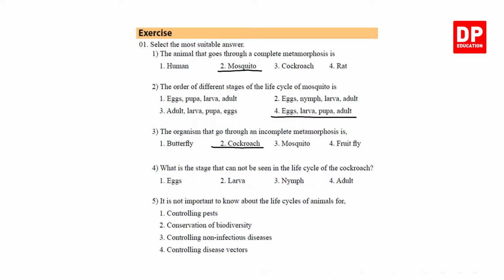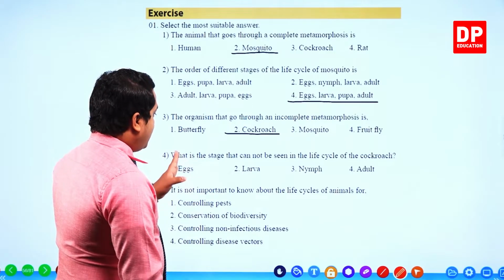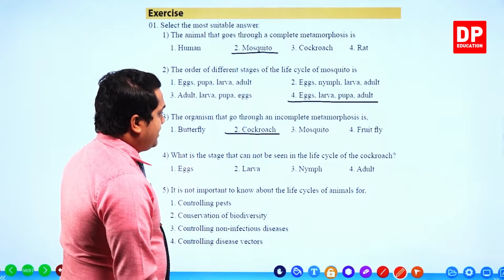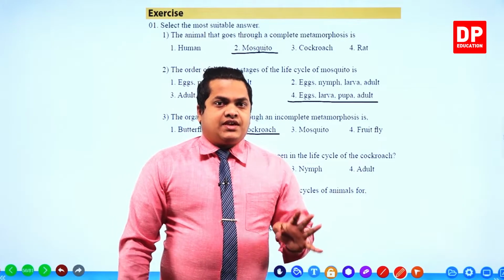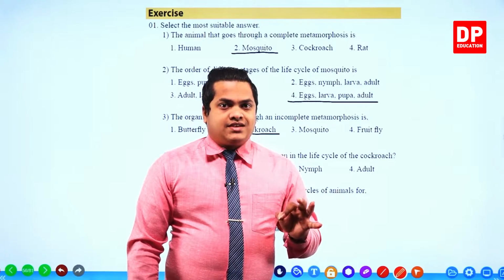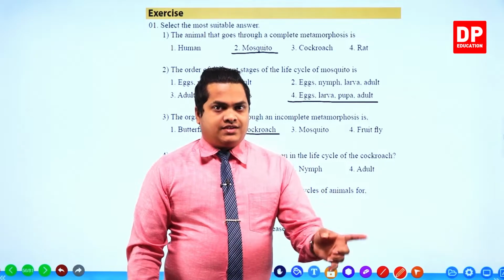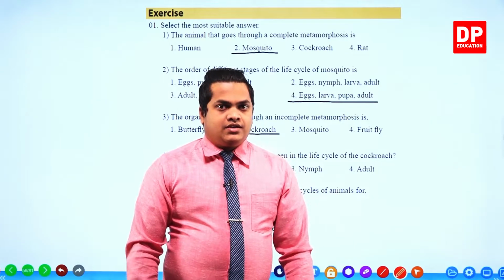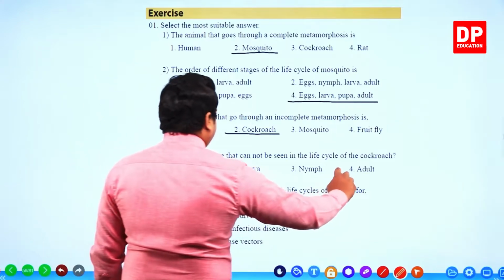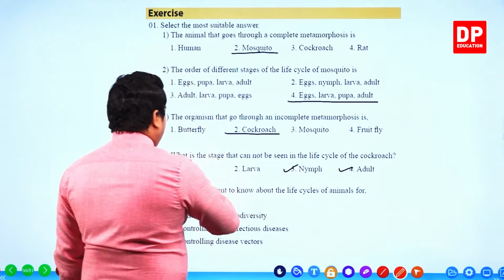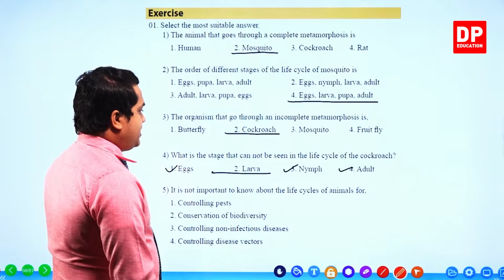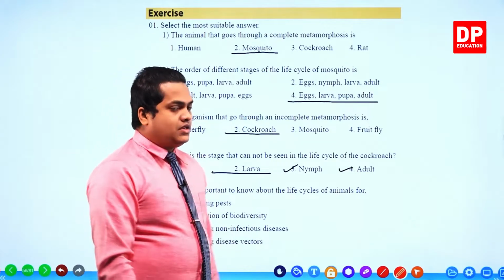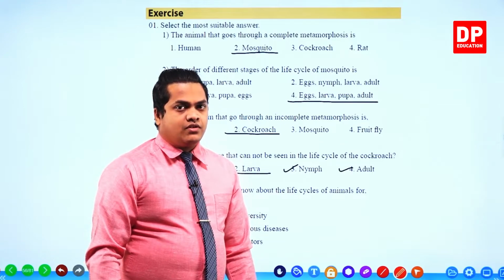What is the stage that cannot be seen in the life cycle of cockroach? In the life cycle of a cockroach, there are three stages: eggs, nymph and the adult. Adult is there. Nymph is there. Eggs is there. But larva, you can't observe the larva stage. The larva stage can be observed within the complete metamorphosis of organisms.